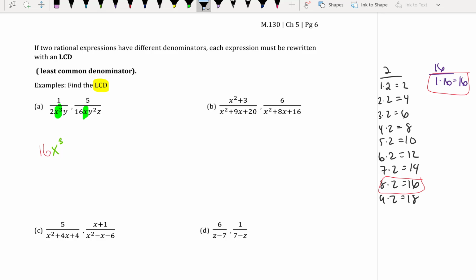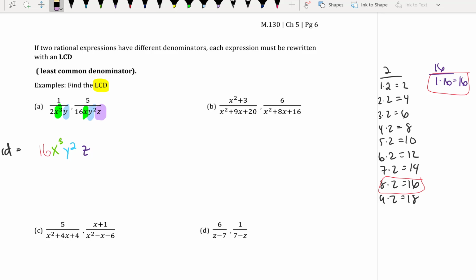The next thing I want to look at is my y's. So looking at the y's with the biggest power, I would have a y squared. And don't forget, you actually have a z here. I don't have a z in the first fraction, but I definitely have one in the second fraction. So now I know that my lowest common denominator of those two would be a 16x cubed y squared z, okay?